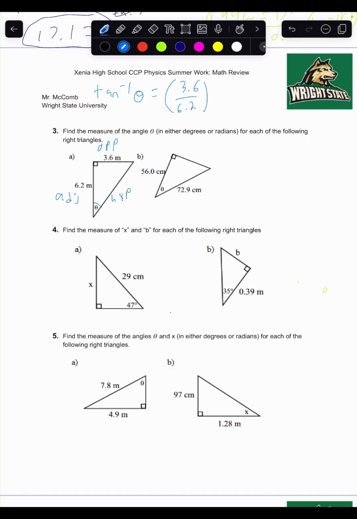Okay, so now, why is this tangent to the negative first? Remember, a trig function turns an angle into a number, a ratio. An inverse trig function will turn a ratio back into an angle. So if I know the two sides here, I can get the angle by doing that trig function in reverse. I'm going to pass it over to Flush McComb to show you guys how to do that.